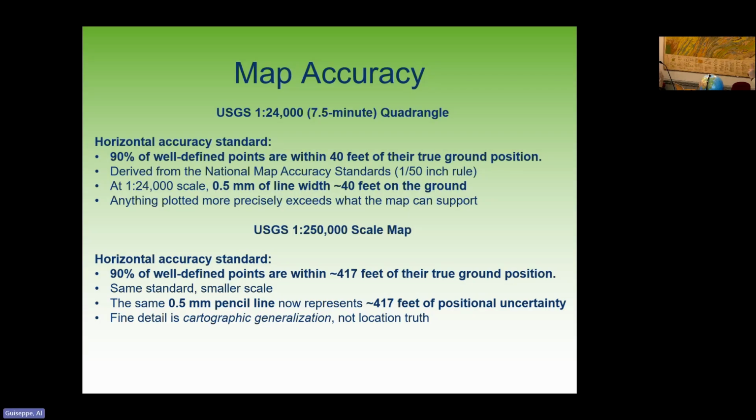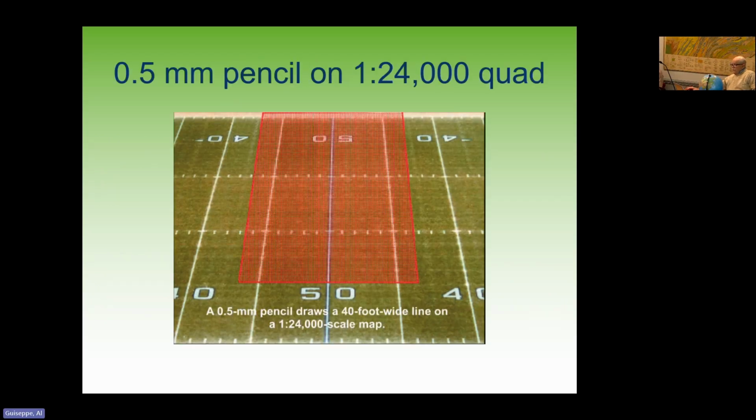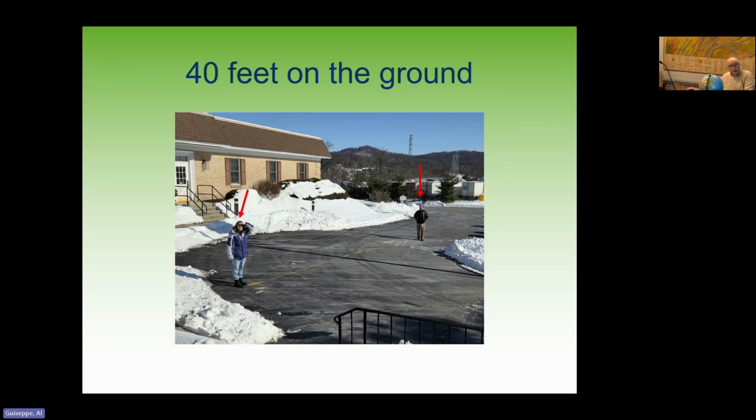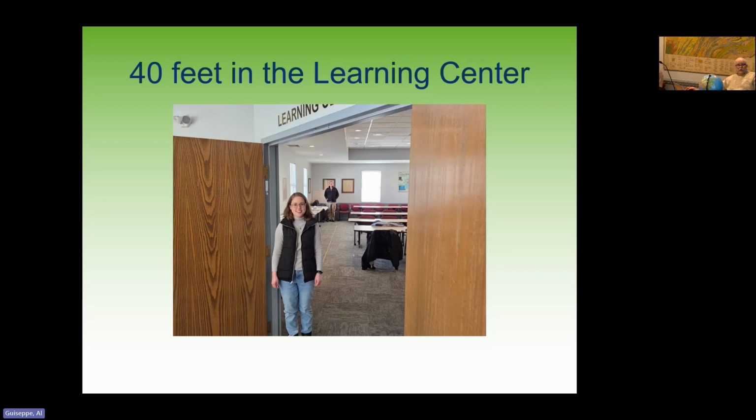A .5 millimeter mechanical pencil, which I live with all the time, draws a line 40 feet wide on the ground. And football, there you go, 10 yards, a little more. That's 40 feet on a 7.5 minute map. Now we had to put arrows here. John and Ellen are 40 feet apart outside. And if you want to do it in here, Ellen's standing in the doorway and John is against the back wall. It's 40 feet from that back wall up to here.